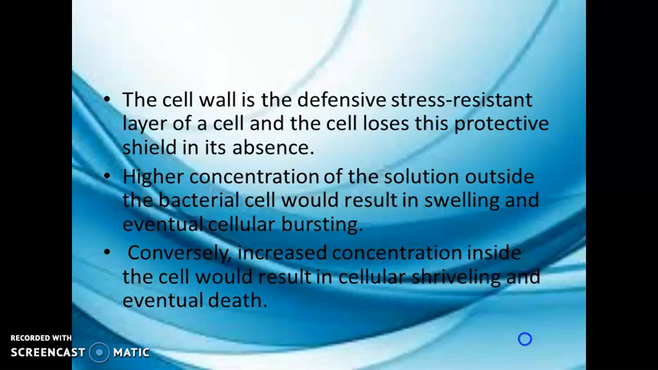If the higher concentration of solution is outside the bacterial cell, there is a tendency of the solution to move from higher concentration to the lower concentration. So what happens? From the outside, the solution enters inside the bacterial cell. This may result in swelling and eventual cellular bursting. Conversely, whenever there is an increased concentration inside the cell, it may result in the movement of the solute or solution from the inside to the outside. So what happens? This may result in cellular shriveling, and eventual death of the cell as a result of shrinkage may occur.